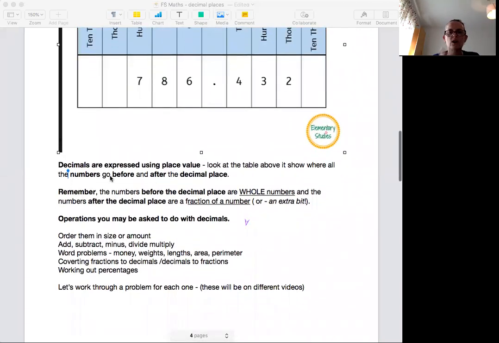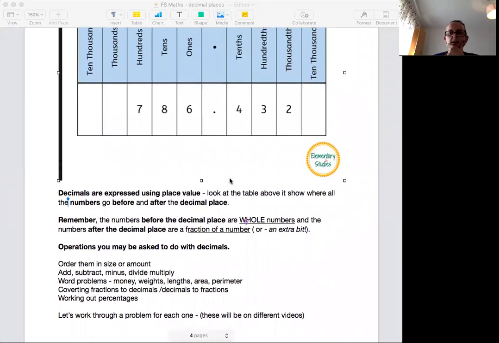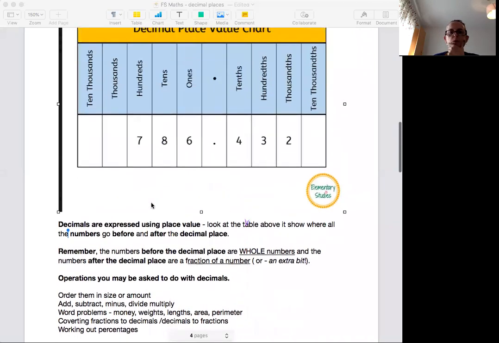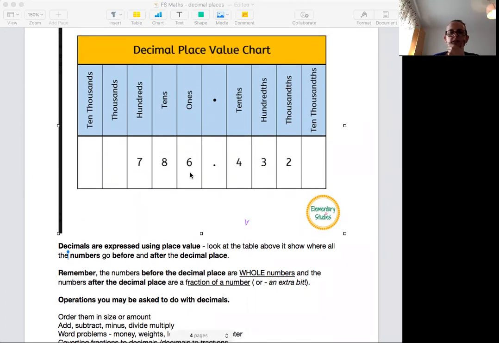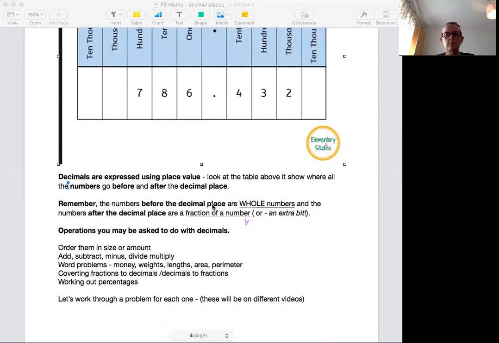Okay, so decimals are expressed using place value. Look at the table above. It will show where all the numbers go before 786 and after the decimal place, 432. So 786.432. Remember, the numbers before the decimal place are whole numbers, and the numbers after the decimal place are a fraction of a number or an extra bit.